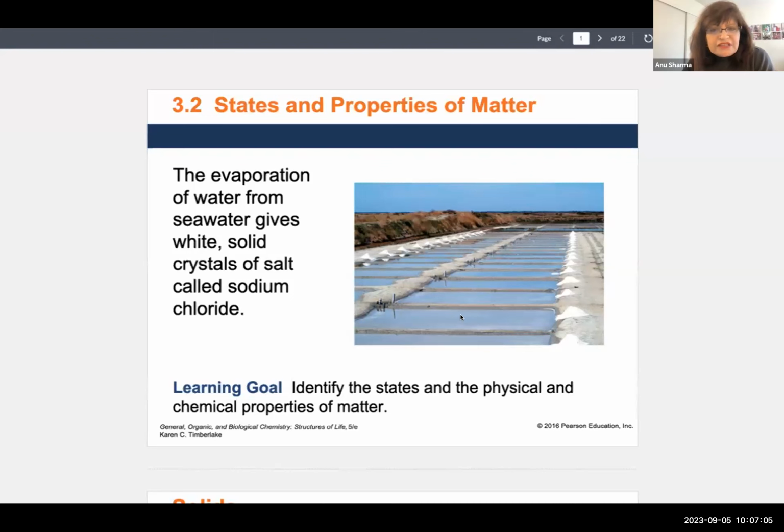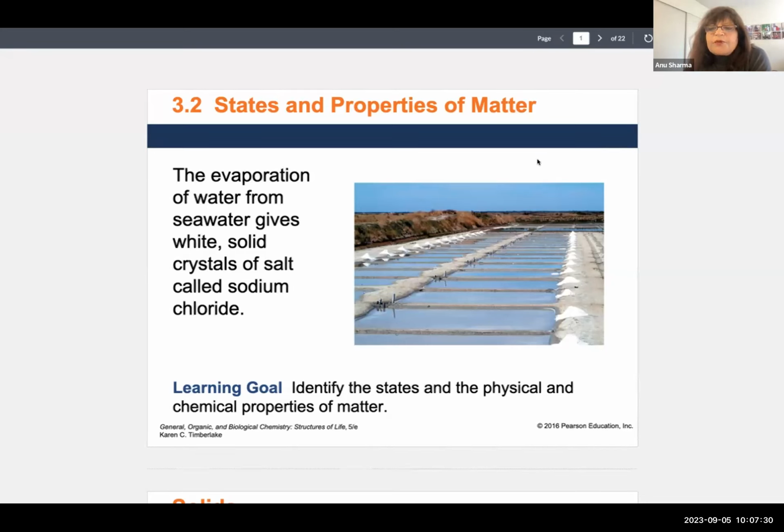This is seawater. It gets trapped, and the seawater is trapped. And then what is happening here? How do you get the salt? How did they get the salt from the seawater? What did they do? What process is this? The process is, yes, evaporation.